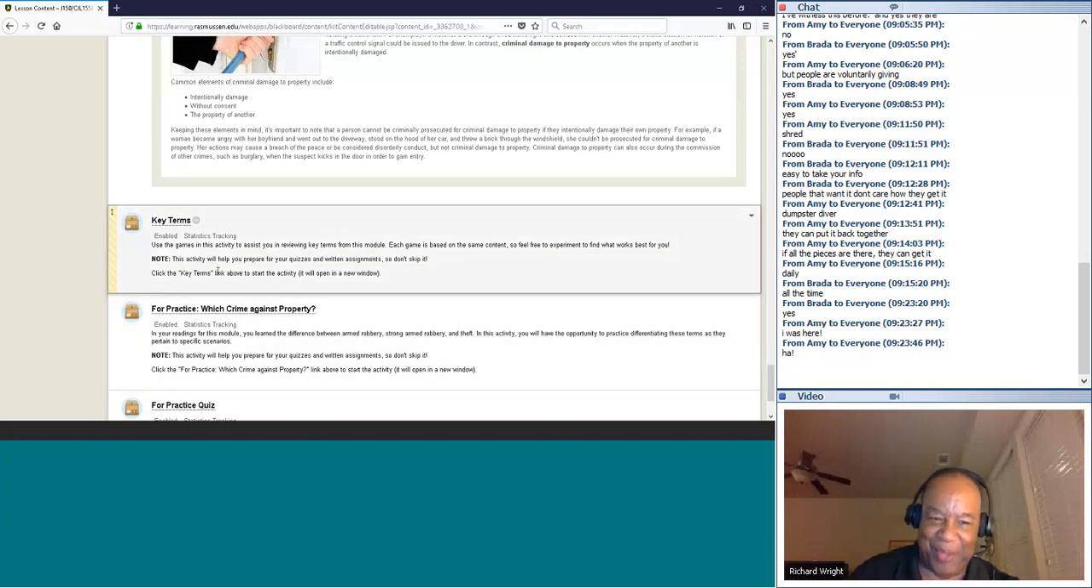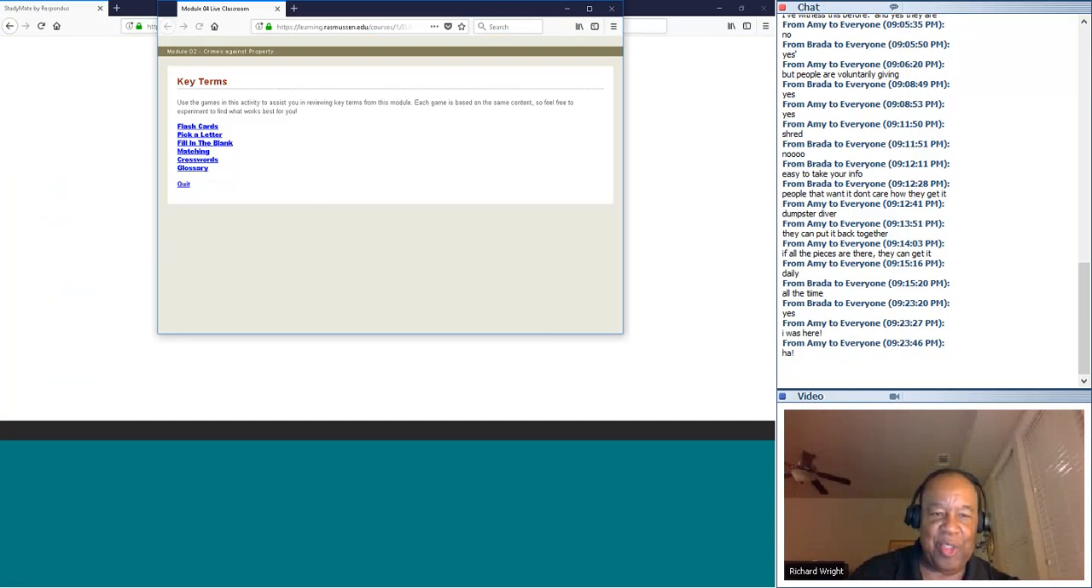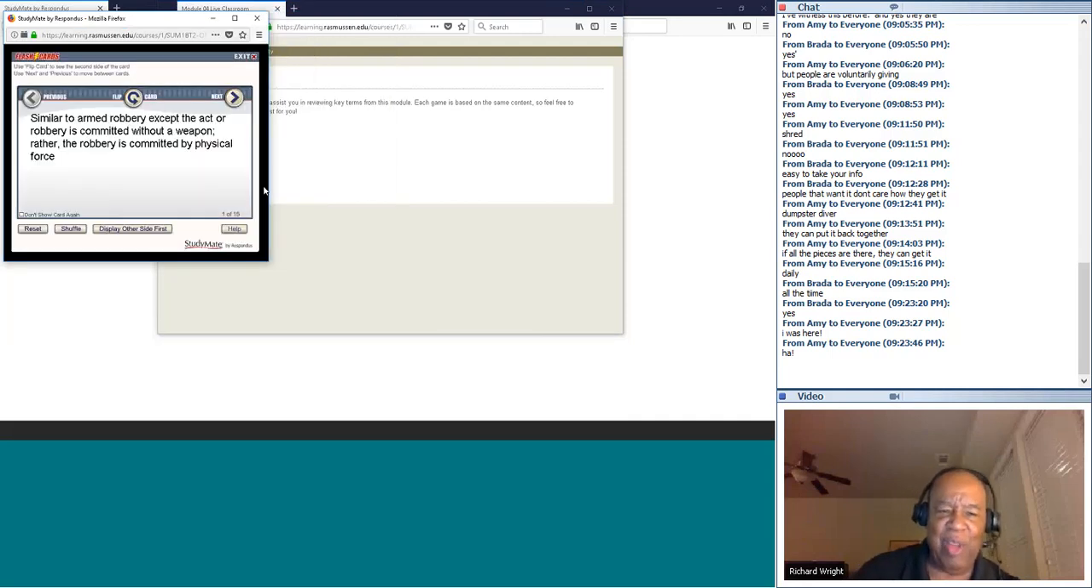So key terms here, you want to make sure you use these. I said this last week, and I want you to encourage them, because when you click on key terms, it opens up another window. And then use the flashcards. I know that one works, and that's the best one anyway. Then you have to run Adobe Flash, which is okay if you don't. I just hit allow, and it's there, because it's in Firefox. Use Firefox a lot. Our systems are more friendly with Firefox.